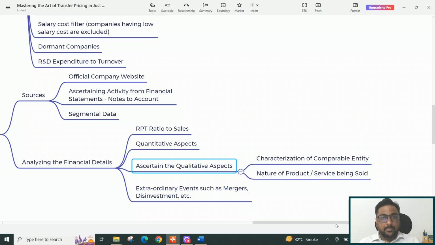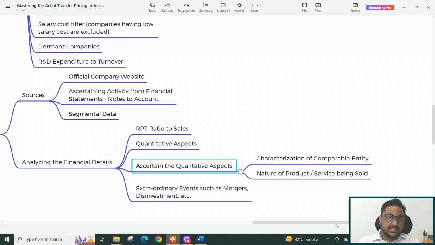But if the company is engaged in manufacturing of that product, vis-a-vis the tested party which is engaged in trading of that product, you cannot match, you cannot take that company as a comparable company, correct? So that is where characterization plays an important role to determine the functional comparability, correct? And the nature of products and services being sold.